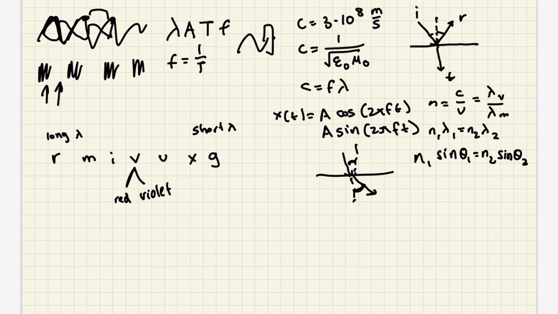And this is only valid actually for light passing from a medium with a higher index of refraction to a medium with a lower index of refraction, because that means that this angle down here will be larger than the initial angle, the incident angle.